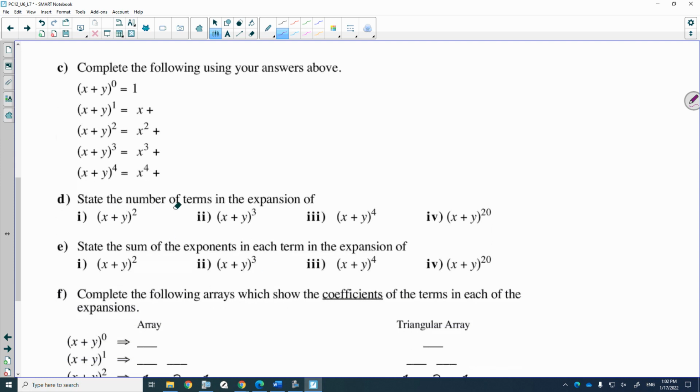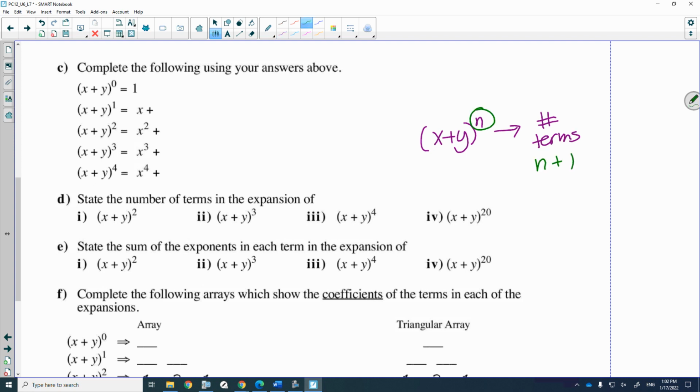Okay, state the number of terms in the expansion of. So remember that when we have x plus y to the power of n, the number of terms is always going to be that plus 1. So in this one, it would have 3 terms. The expansion of this would have 4 terms. The expansion of this would have 5 terms. And the expansion of this would have 21 terms.